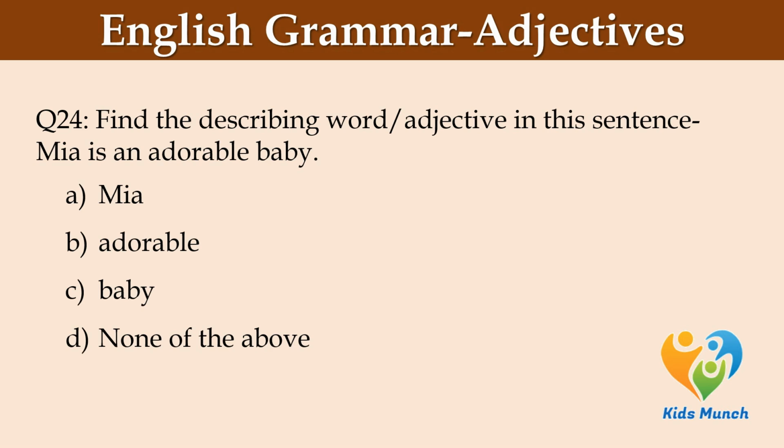Find the describing word in this sentence. Mia is an adorable baby. Option A, Mia. Option B, adorable. Option C, baby. Option D, none of the above.